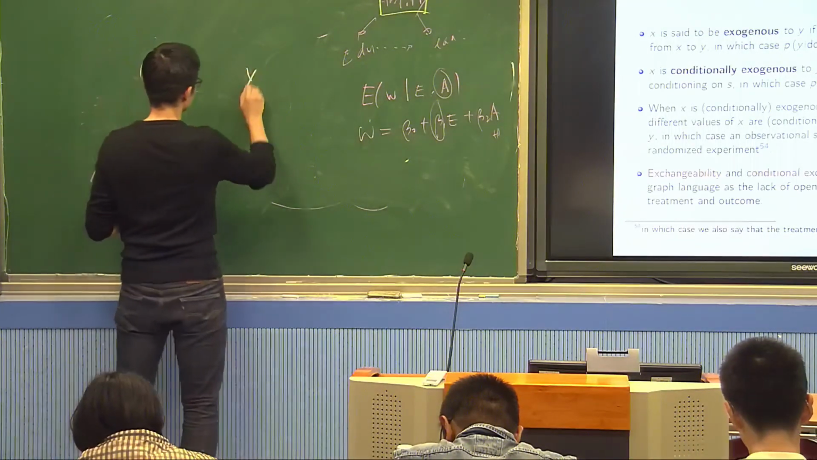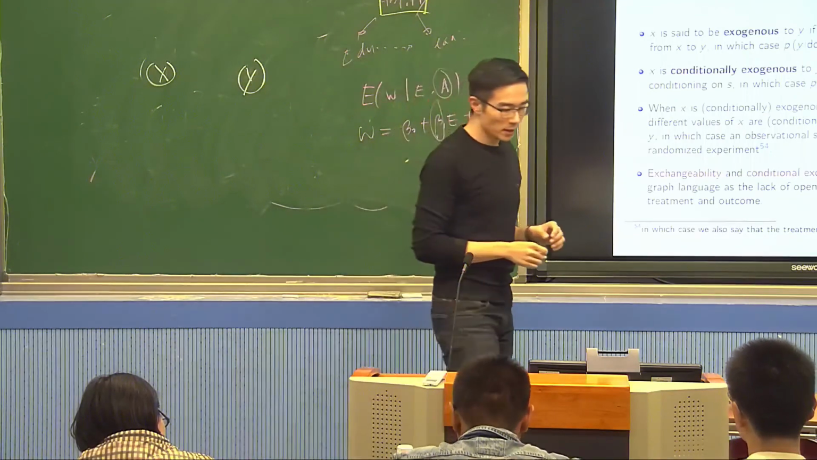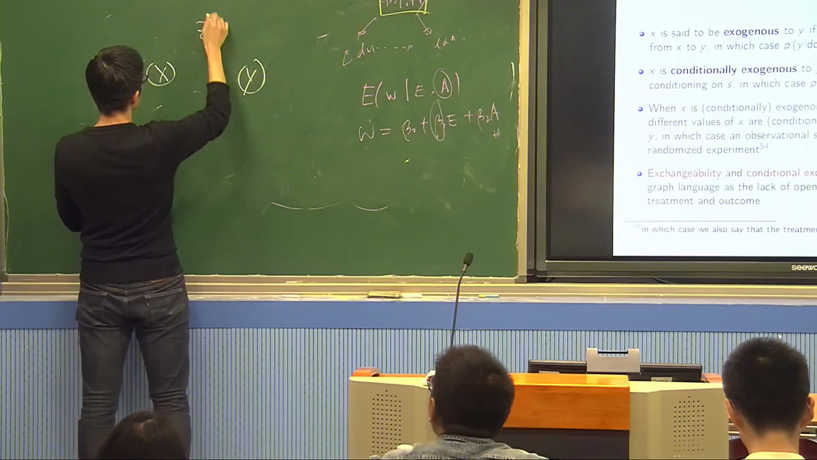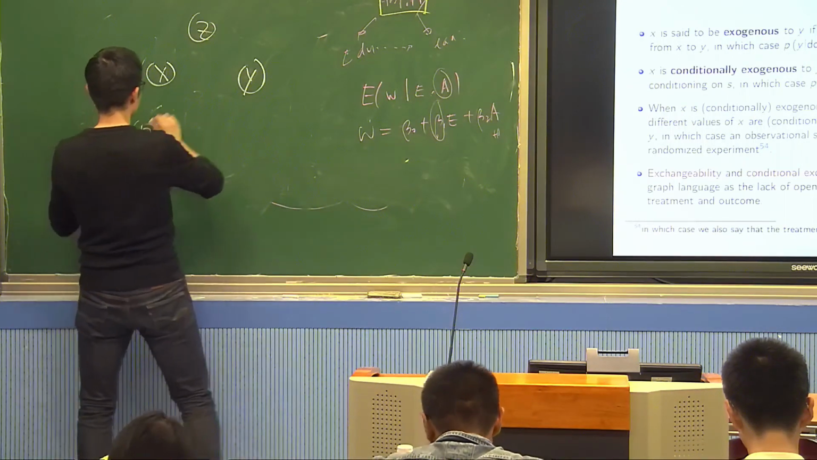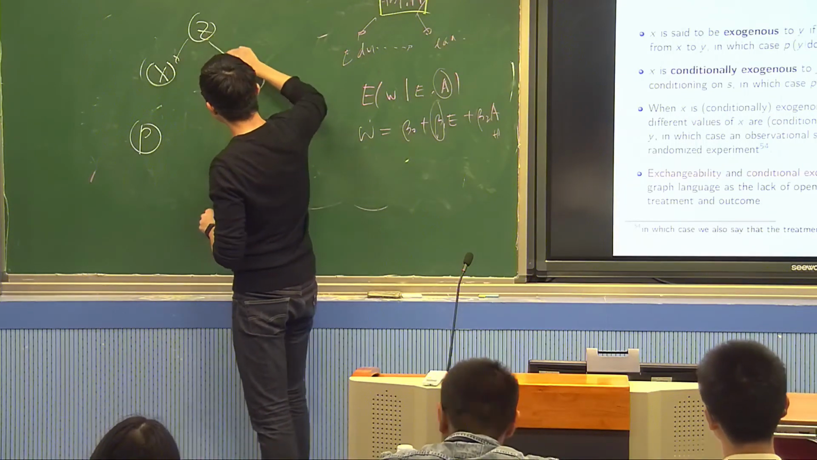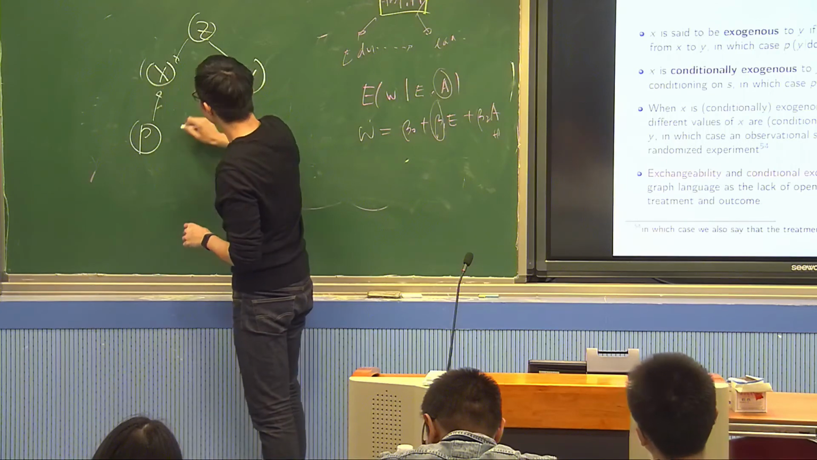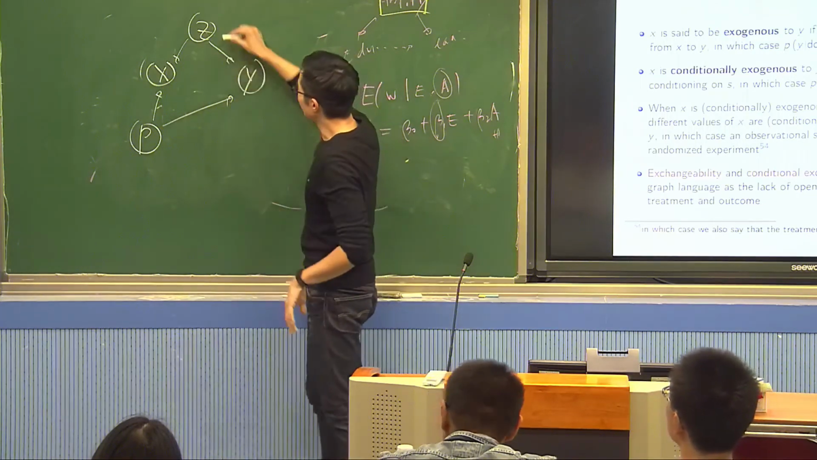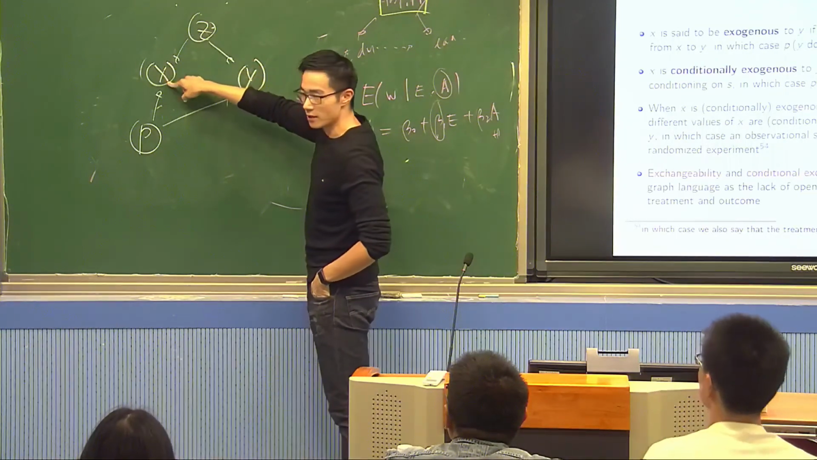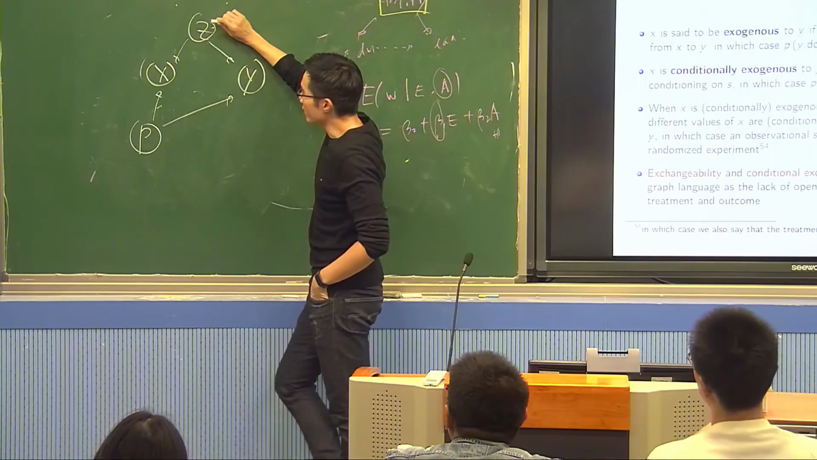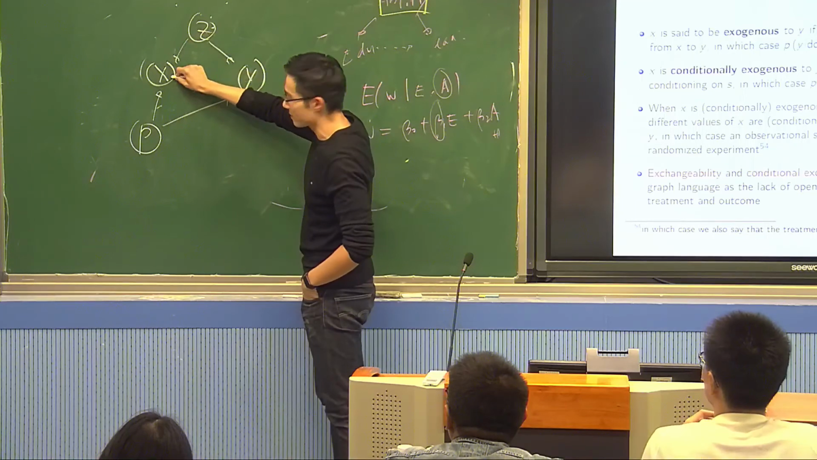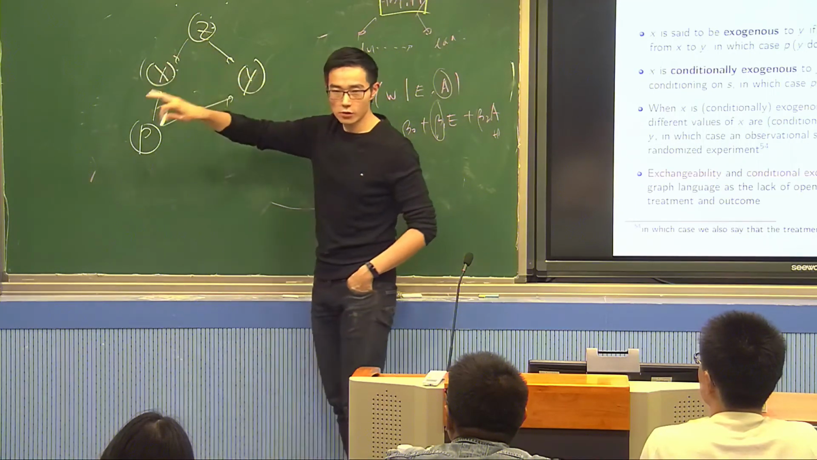X and Y. Previously I said, suppose I give you a graph, X and P, whatever. I think it's the entire graph. Now, on the entire graph, if a node has no parent, this node is called exogenous. If it has a parent, it's called endogenous. However, when we say exogenous here, we say it's exogenous to this graph, and X is endogenous to this graph.